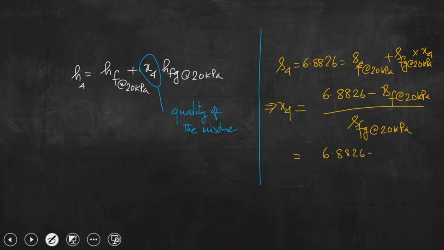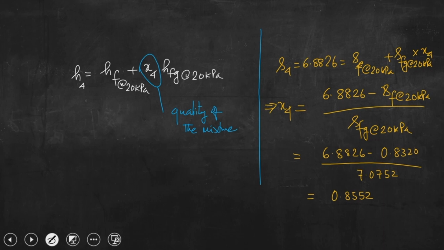So, this is 6.8826 minus 0.8320, divided by 7.0752, and x4 is coming 0.8552. So, you can understand this is 85%, right. So, 85% is steam, remaining almost 15% is water. So, this is a two phase mixture.